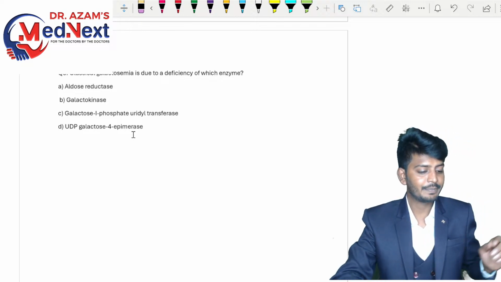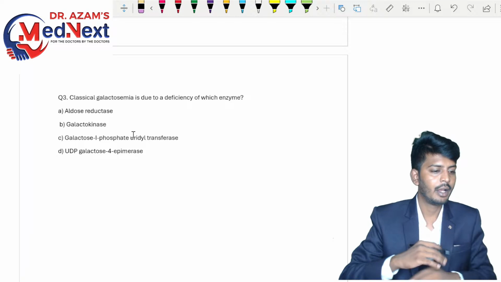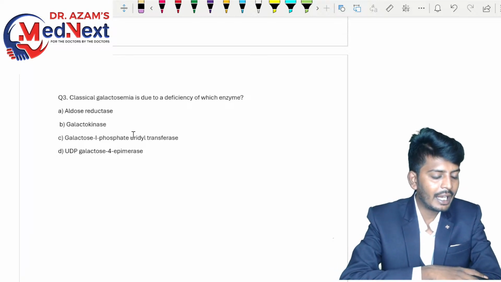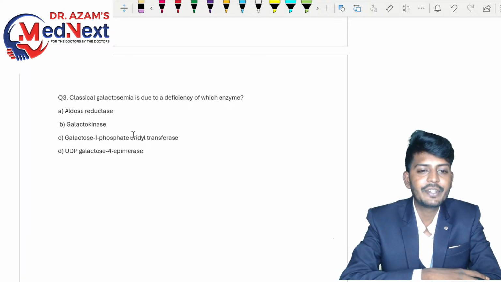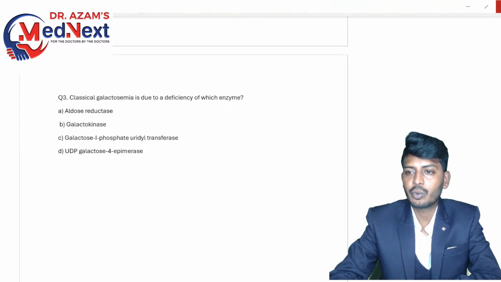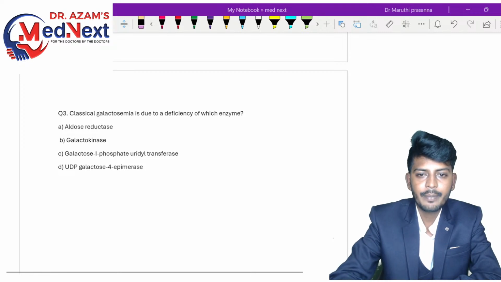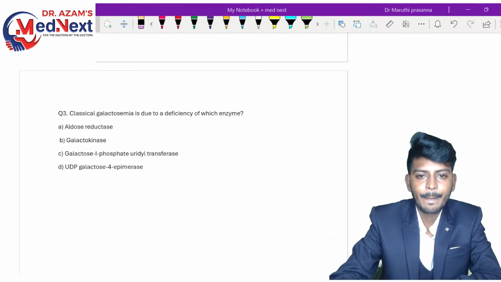ठीक है? Question is not visible? Sorry. Okay. Classical galactosemia is due to deficiency of which enzyme? I think now it is visible. Just 1 second, my dear students. Let me solve that problem. The question is not being visible. उसको भी हम ठीक कर देते हैं. कोई दिक्कत नहीं है. उसमें कोई दिक्कत नहीं है.